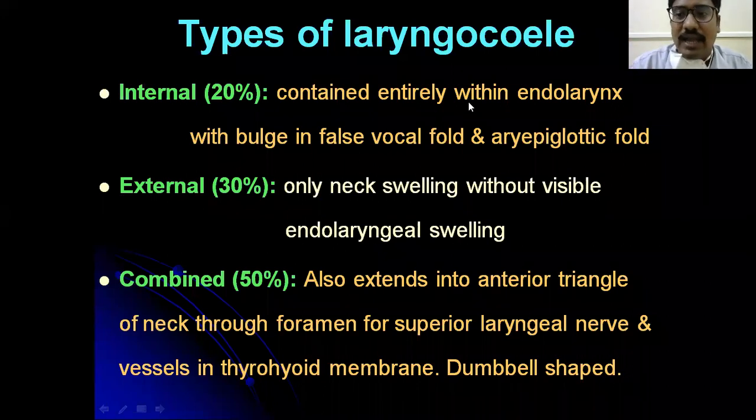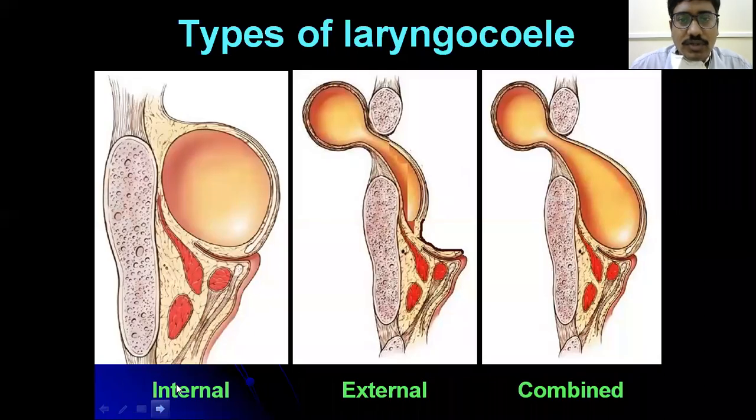But the swelling appears only in the external laryngocele and in the combined laryngocele, because the combined laryngocele combines both the internal laryngocele and the external laryngocele. So this is the external laryngocele. This is the outpouching of the saccule or ventricle between the false vocal cords and the true vocal cords, and it comes into the neck.